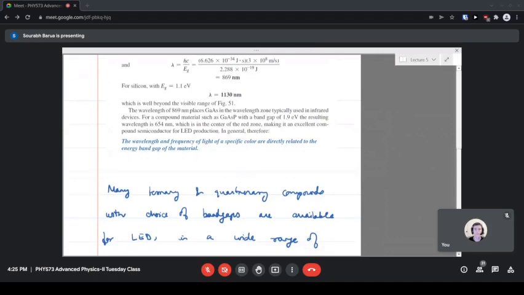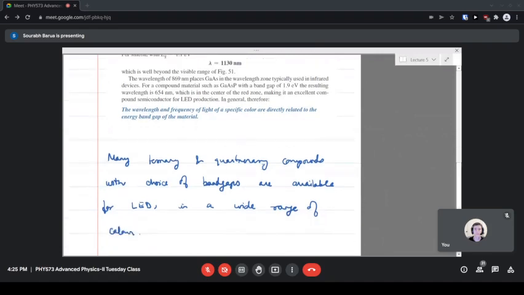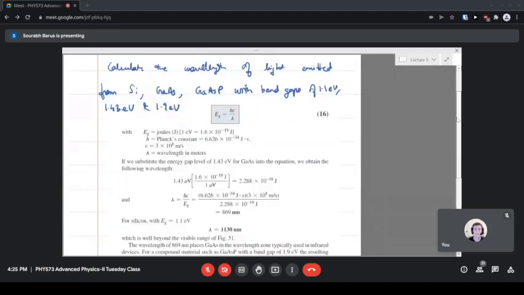There are many other such ternary and quaternary compounds also. Quaternary means there are 4 elements in the compound. With the choice of band gaps, you can make LEDs of different lights or colors.